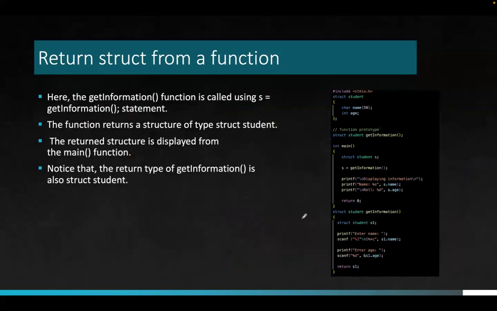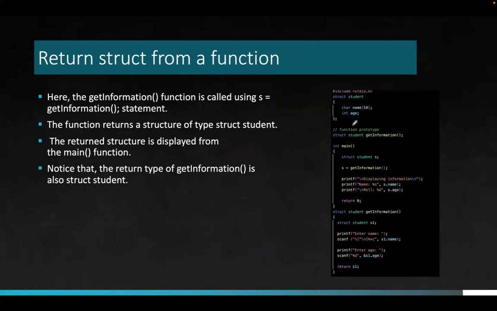Okay. So the next one is return structure from a function. So how to do it? Previously we were passing a structure to a function. That means we were passing an argument to a function. Now this is different. This is returning a structure from a function.